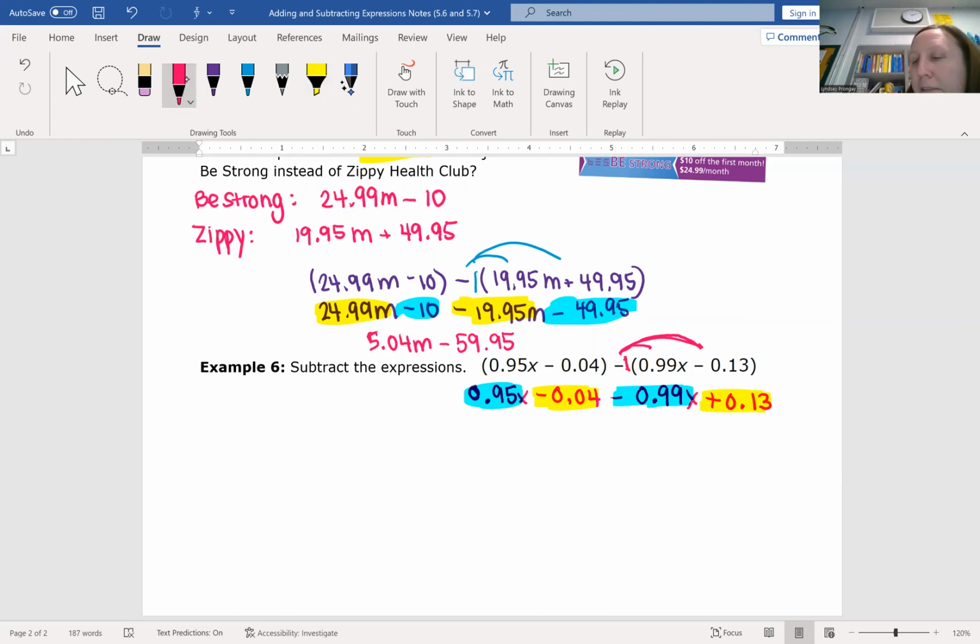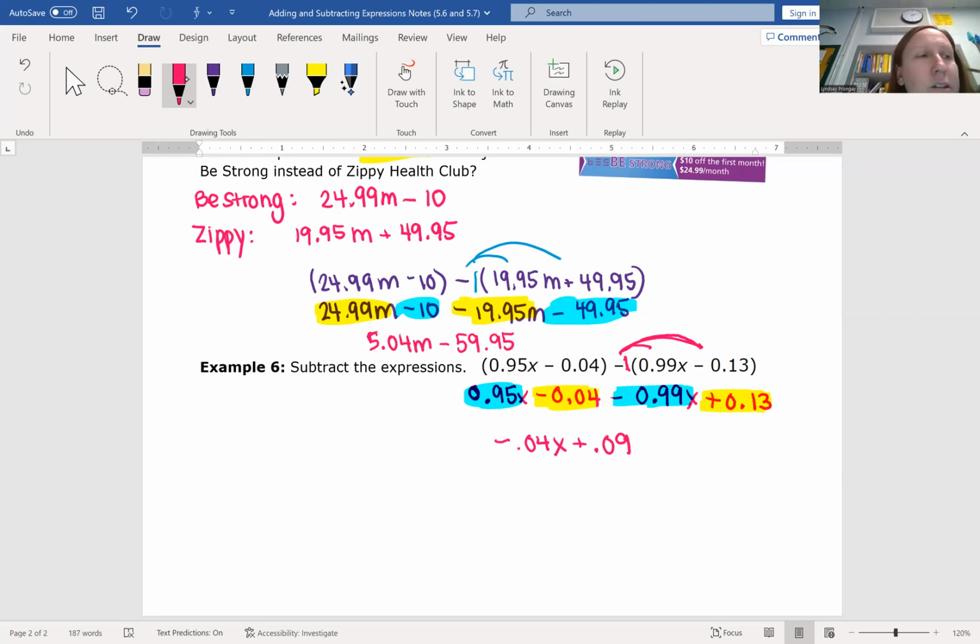Okay, but 0.95x minus 0.99x is going to be a negative 0.04x. And then a negative 0.04 and a positive 0.13. The signs are different, so we subtract. Bigger one is positive, so it should be plus 0.09.